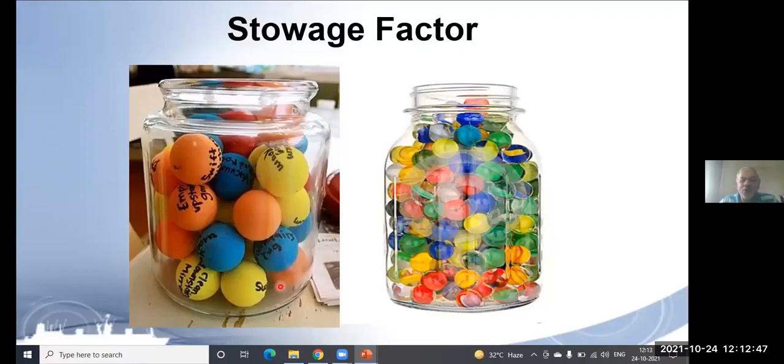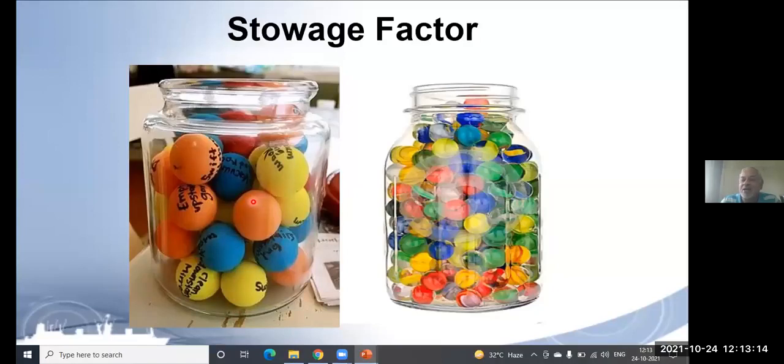Both things matter to the mariner, or to whoever is carrying the cargo. One is stowage factor, the other is broken stowage. So what space is lost here? This is called broken stowage. Broken stowage means unutilized space which is wasted because of the shape of the cargo.